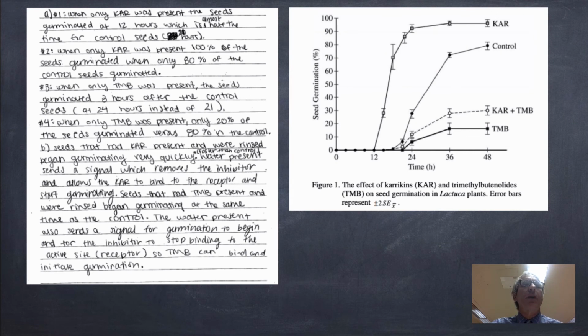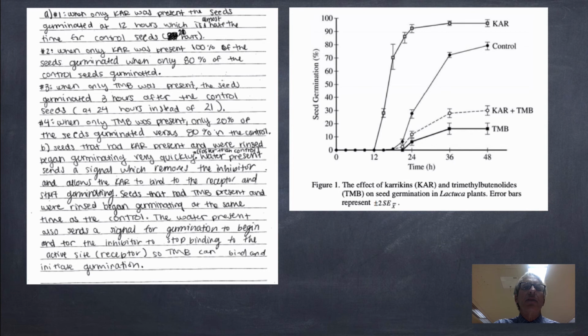Part A. When only KAR was present, the seeds germinated at 12 hours, which is almost half the time of the control seeds. When only KAR was present, 100% of the seeds germinated, when only 80% of the control seeds germinated. When only TMB was present, the seeds germinated 8 hours after the control seeds, at 24 instead of 21. And when only TMB was present, only 20% of the seeds germinated versus 80% in the control. They're getting some points there.